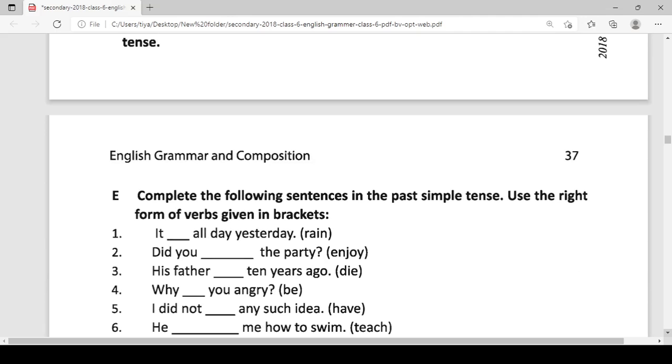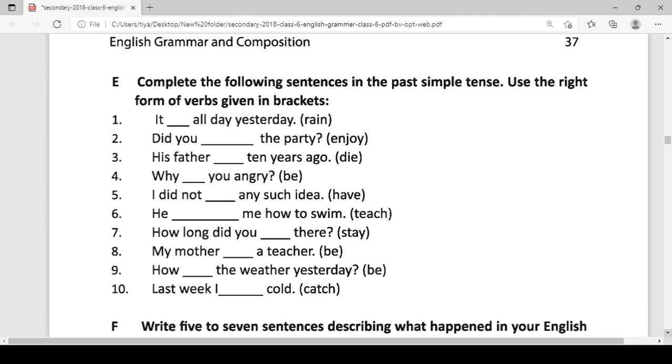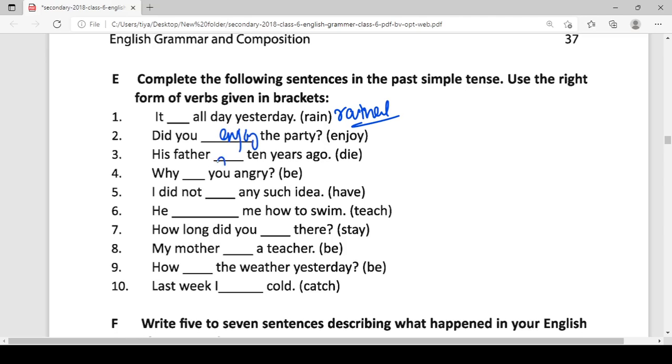Now we need to complete the sentences. Okay, now it rained all day yesterday. R-A-I-N-E-D. Okay, what is used? Second form of the verb. It rained yesterday. Did you enjoy the party? Did you enjoy? Okay. His father died 10 years ago.